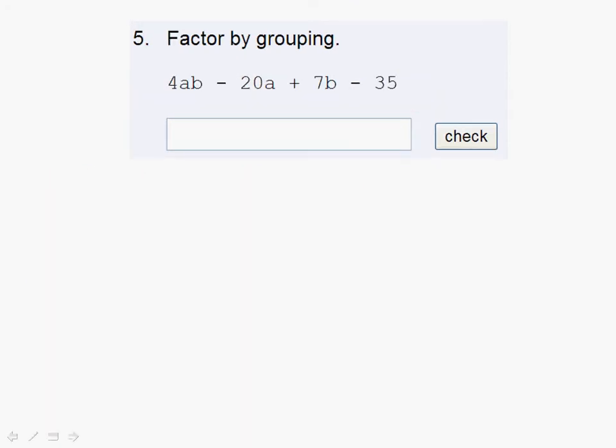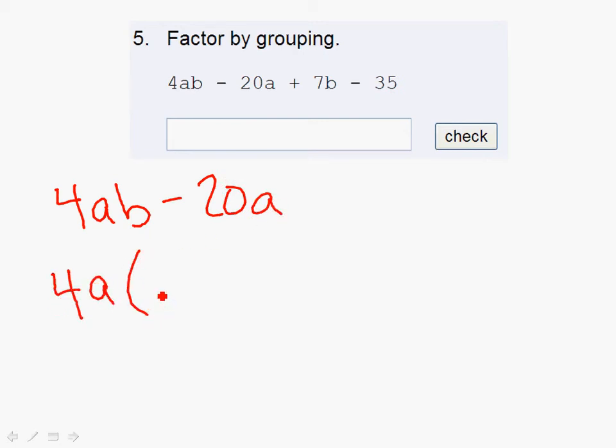One last example of factor by grouping. 4ab minus 20a plus 7b minus 35. My first group is going to be 4ab minus 20a. Greatest common factor is 4a. Divide each term by 4a. I'm left with b minus 5.